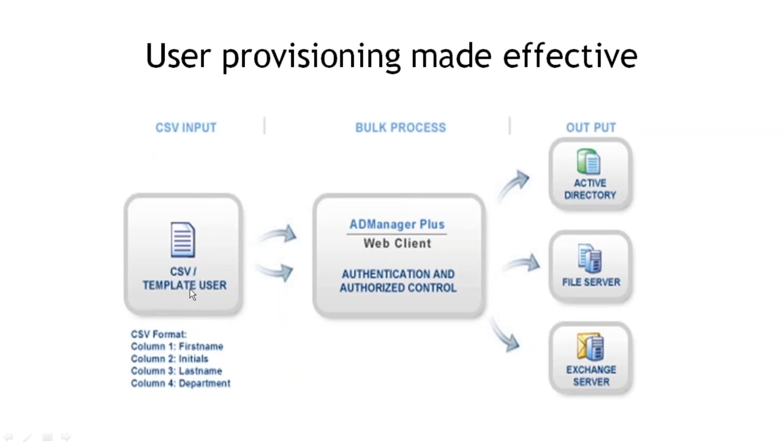The CSV file just needs to have the first name of the user, the last name, and maybe the department, and then the department will be able to map the user to the right template. You give it to AD Manager Plus, you already have the template built in with all your configurations, and then you create accounts in Active Directory with all the attributes that you want. Now this is the manual way of doing stuff.